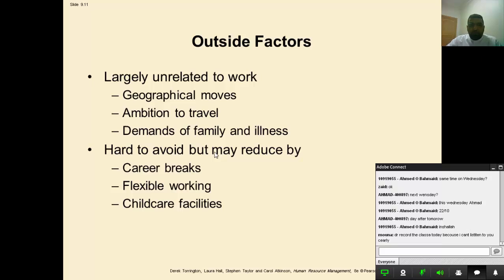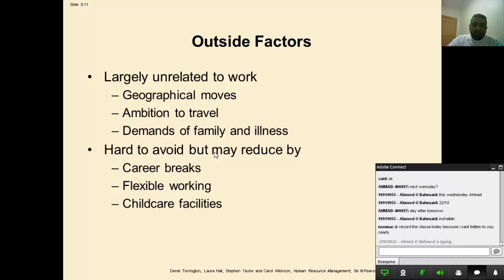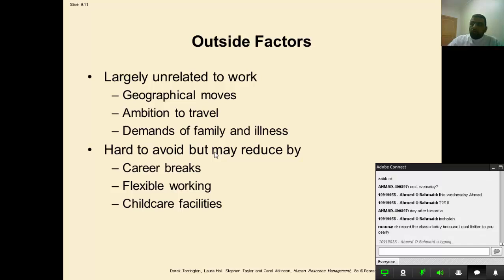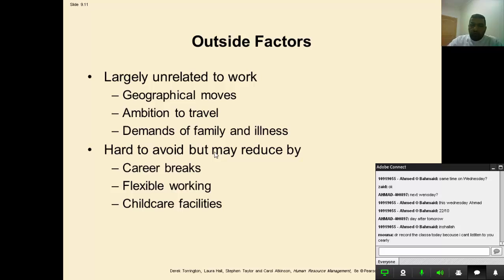Outside factors. Maybe the employee's family leaves the city, for example. If your father and mother move from one city to another, then if you are working in a company, you need to resign and look for a job in the new city. We call that geographical moves. Sometimes you like to travel and find another job in other places. Or sometimes your father gets sick and you have to travel with him to another city or country in order to treat him or find better health care for him. So you need to travel and find a job there.